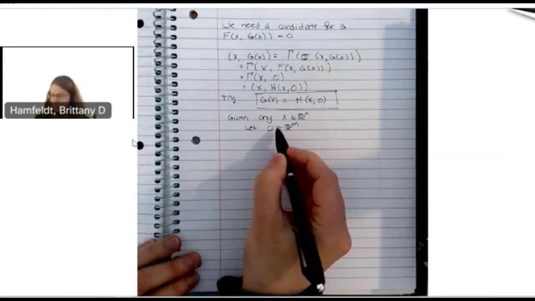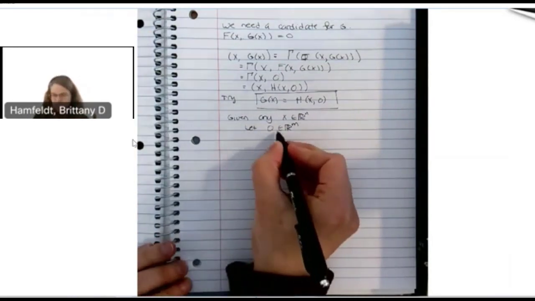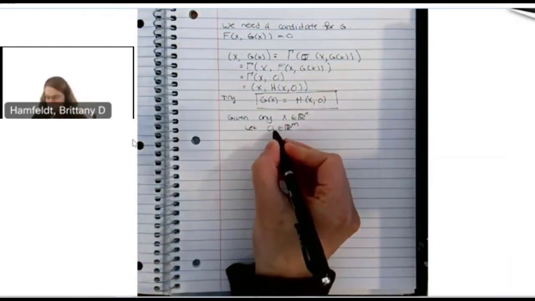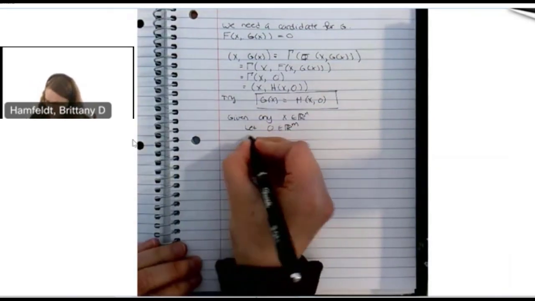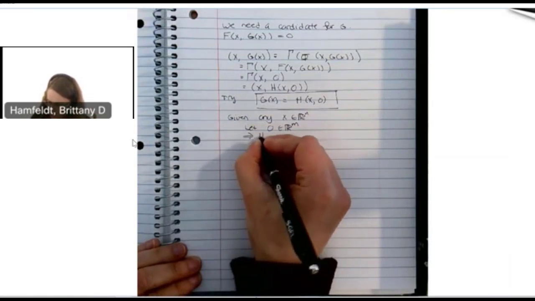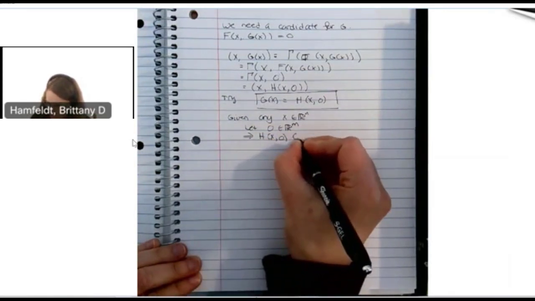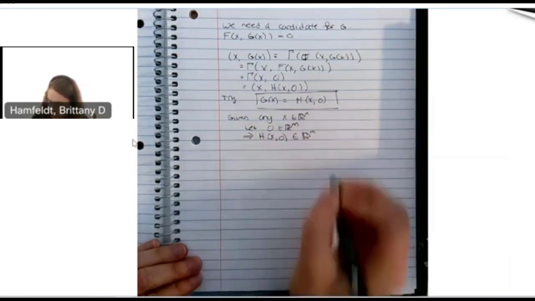Right? This isn't going to depend on different choices of v. I fixed it, which means that I can compute this h of x0, which now also lives in Rm.